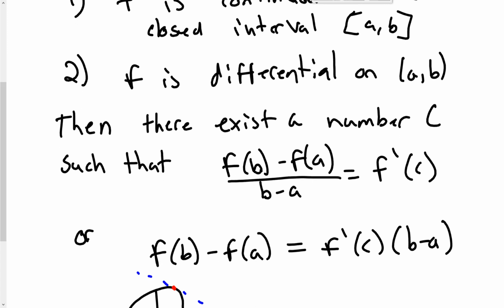So if that's true, that means that f prime of c will equal my slope, right? Isn't this my y value when I plug in b? Isn't this just my y value when I plug in a? So that's just y2 minus y1. And isn't b just my x value? And isn't a my x value? So isn't this just the slope? So that's all that it's saying. It's saying if it's continuous and it's differentiable on the interval, then somewhere my slope will equal, and what is this?